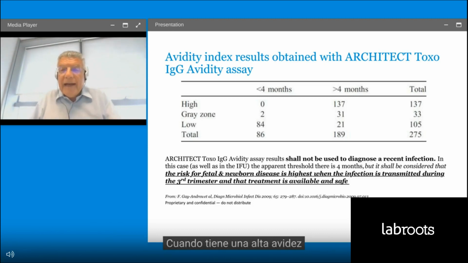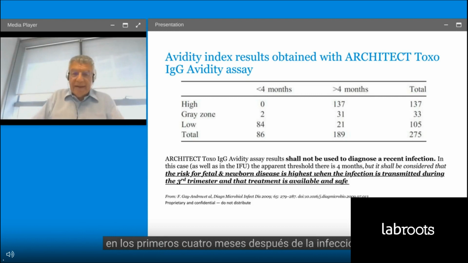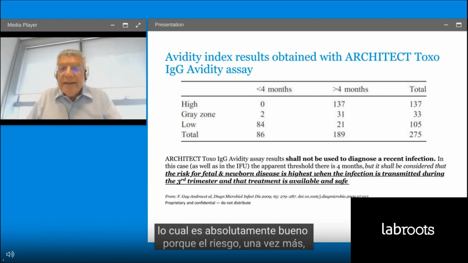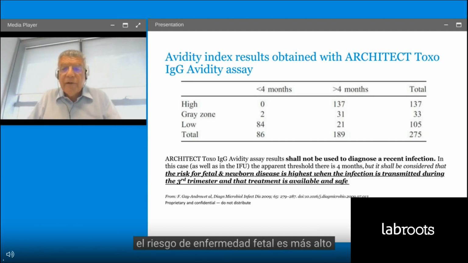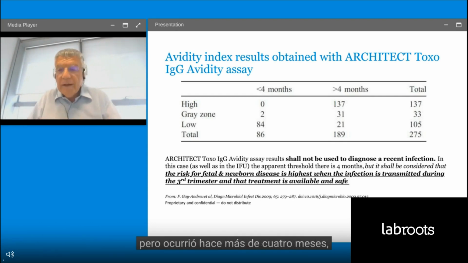When you have a high avidity, none of the samples had been taken in the first 4 months after infection, which is absolutely fine because the risk for fetal and newborn disease is highest when infection is transmitted during the 3rd trimester. So if you have the ability to exclude what happened and may say that infection is there, but it occurred more than 4 months ago, this is safe enough and this is good enough.